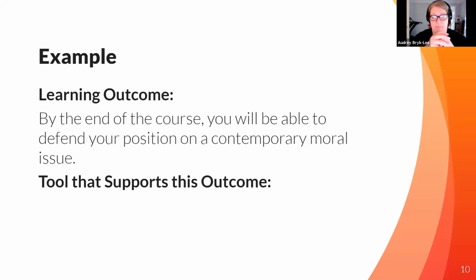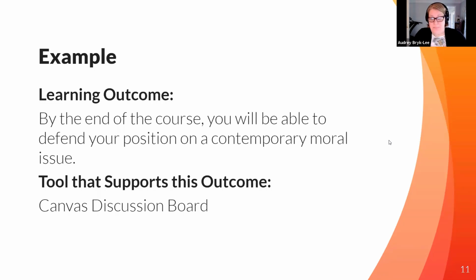And the first learning outcome says that by the end of the course, you'll be able to defend your position on a contemporary moral issue. And so here the thought process looks like, I need a tool that will allow students to demonstrate that they can defend their position on an issue, right? So we want to have a discussion or a debate where students are challenging each other and defending their positions with well-reasoned arguments and evidence and all that. So how can I make this happen? In a discussion board, right?